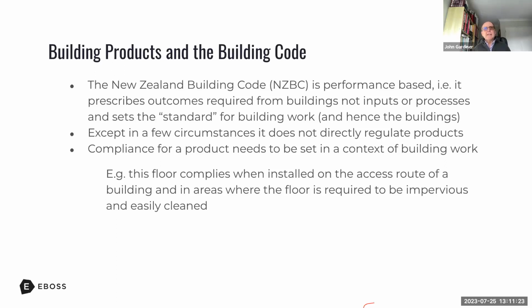So what that does mean in terms of making compliance claims is that you've got to provide the context for the type of building work for which your compliance claims are being made. You know, the example there is a floor system, where in some instances there are obligations around slip resistance and being easily cleaned and impervious. You need to describe that in terms of those particular conditions as part of your compliance claims.